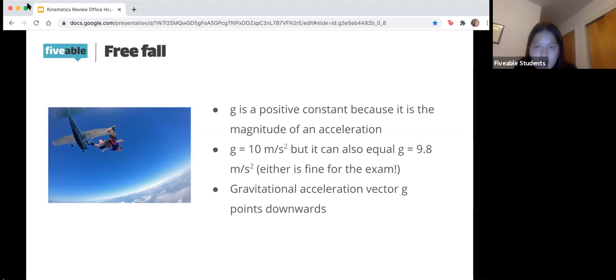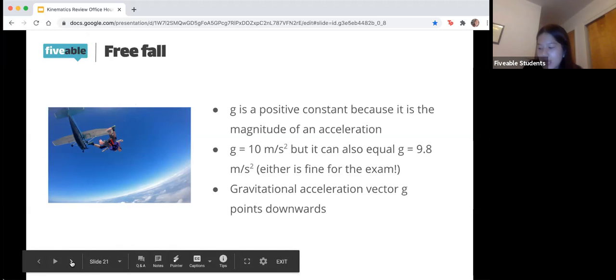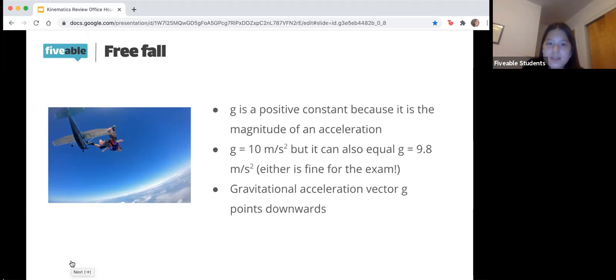Okay, this is free fall. So now we're going to move on a little bit away from that stuff and do a new topic. A lot of 2D kinematics problems like to play around with free fall. Basically, free fall, in its simplest terms, is just an object or a person or whatever falling due to gravity, acceleration due to gravity.